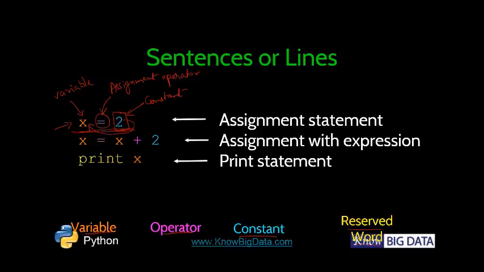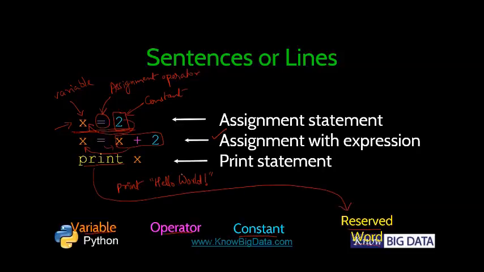The second one is assignment with expression. So the expression on the right hand side of the equals sign is evaluated, and the resultant value is assigned to x. So this is called assignment with expression. The third one, as we saw, is similar to our print hello world, isn't it? And print in fact is a reserved keyword, isn't it? So these are a few examples where you form different sorts of sentences from the words.